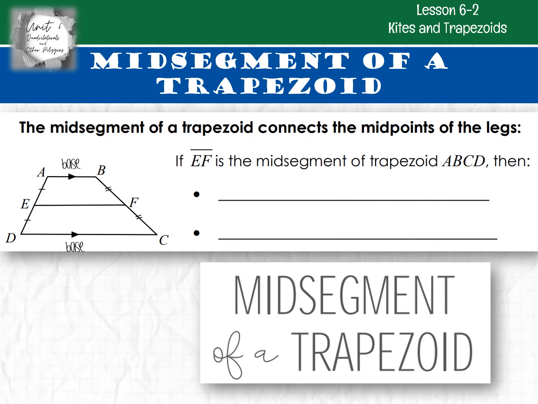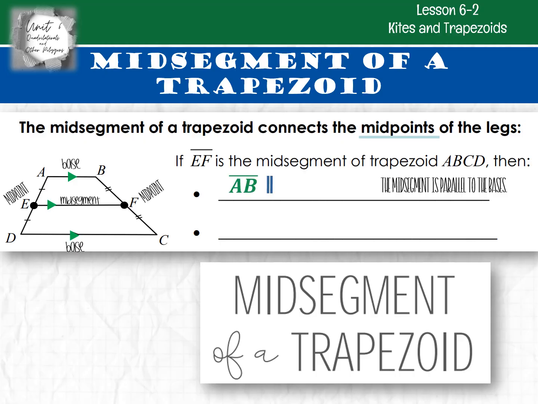The mid-segment of a trapezoid connects the midpoints of the legs. So point E is a midpoint, point F is a midpoint. We have the markings to show that segment AE is equal to segment ED, and segment BF is the same as segment FC. So point E and point F are midpoints. If segment EF is a mid-segment of trapezoid ABCD, then segment AB is parallel to segment DC, which is also parallel to segment EF. The mid-segment's parallel to the two bases.